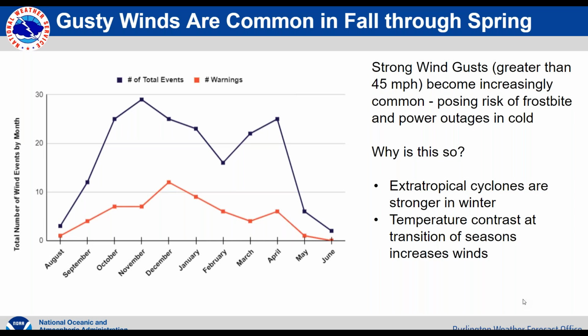Strong wind gusts will become increasingly common, and so I have the number of times that we issue things like our high wind warnings during this time of year. You can see it ramps up in October, peaks in November, and then starts to wind down a little bit as you get into the heart of winter, with a bit of a secondary peak as you head back into spring and start to see some of those stronger temperature contrasts taking place again as we start to heat up once more.